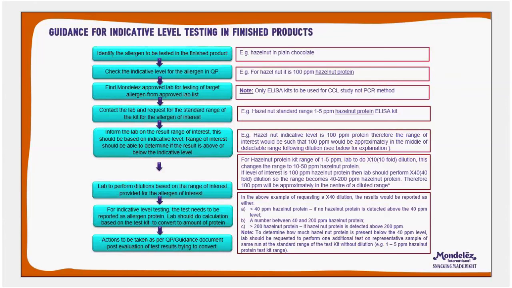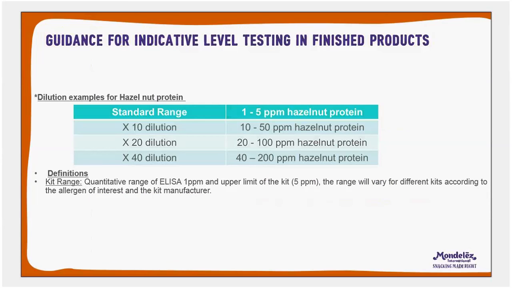In case the result comes back at less than 1 ppm hazelnut protein, in other words, non-detectable, that may then mean that you can remove the cross-contact label for hazelnut. Just some examples here of the standard ranges and what they actually mean, but please be aware for each different ELISA testing kit, these ranges will be different. So this is just to illustrate the kind of thing that you might see, but the laboratory will be able to help you with this.